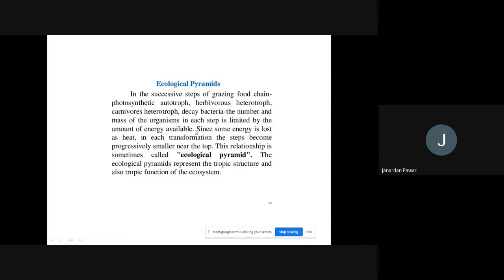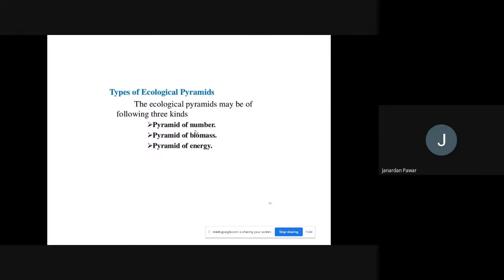The ecological pyramids represent the trophic structure and also trophic functions of the ecosystem. Why is this ecological pyramid there? This ecological pyramid is very important to represent the trophic structure as well as the trophic functions of the ecosystem. So there are different types of ecological pyramids that we can see. And as we started our lecture 5 minutes late, I'm taking up to 11:45. I will leave you at 11:45 sharp.